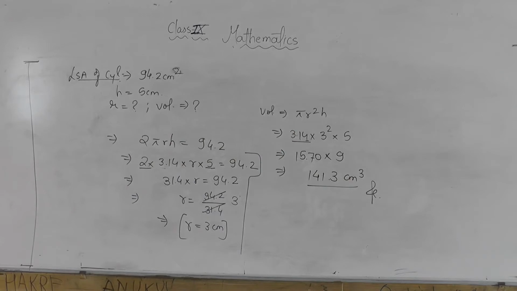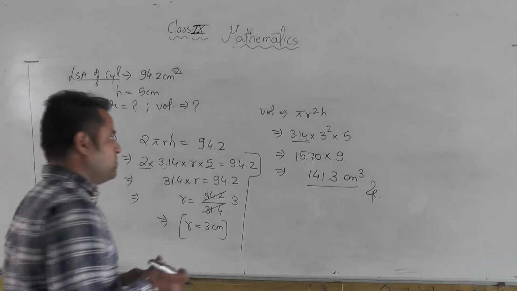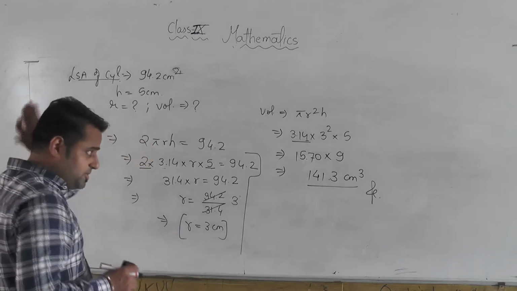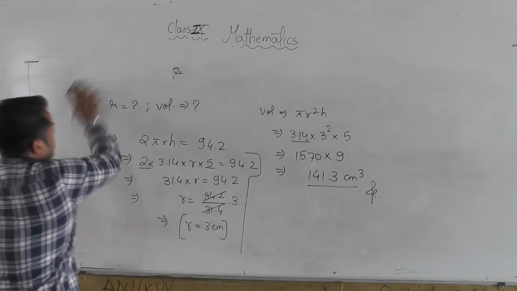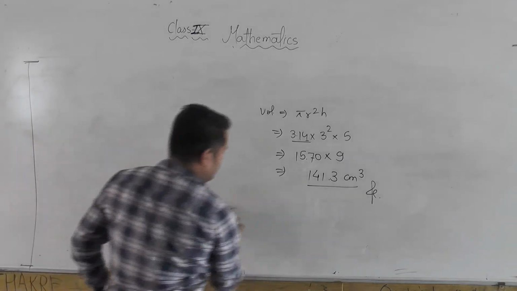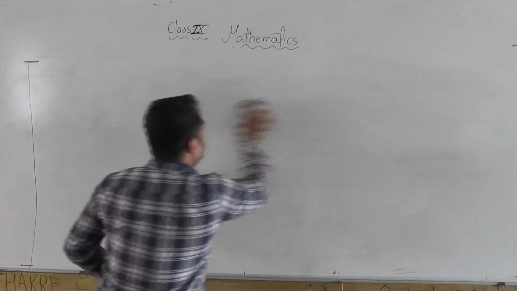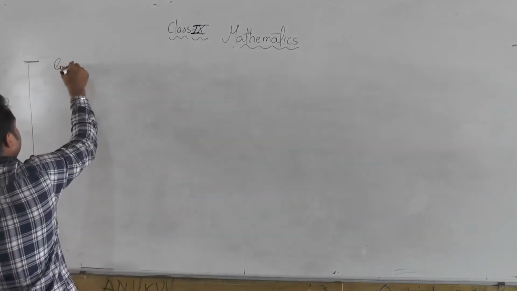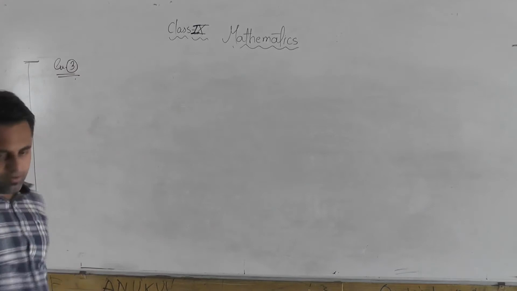Okay. Now let's see a ratio question. How to do a ratio problem? Example 3. Two examples we have already seen, now it comes to example 3. Now in example 3, see what is given to us.